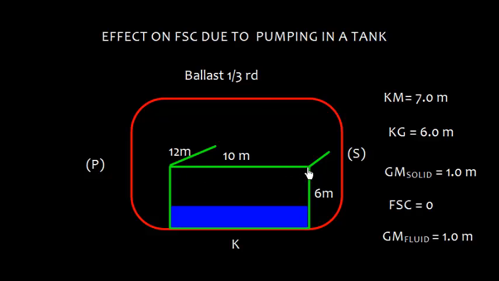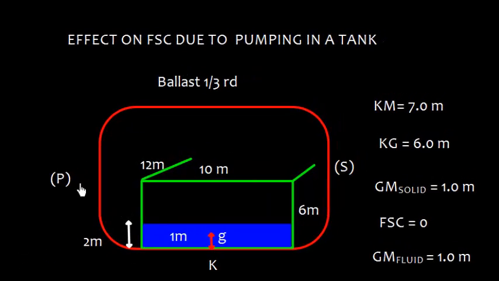So the depth of the tank is 6 meter, and this is keel. We call this a deep tank, which means the tank is deep down till keel. So the sounding, that filling distance, will be 2 meter, and the center of gravity from keel of this water is going to be 1 meter.